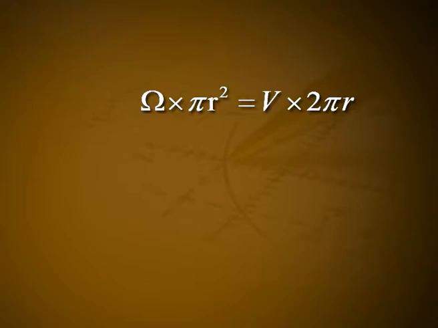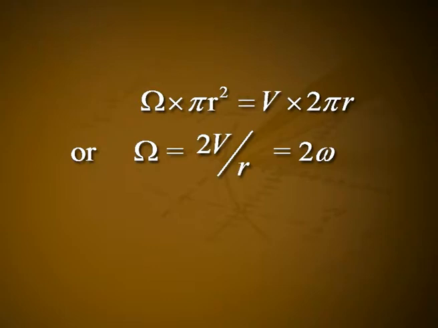In accordance with equation 15, the dirt particle will be carried by the rotating fluid element along with it. From equation 15, we have Ω times πr² is equal to V times 2πr, or Ω is equal to 2V divided by r, which is equal to 2ω, or ω is equal to Ω divided by 2.